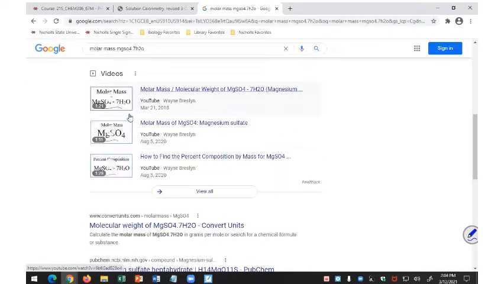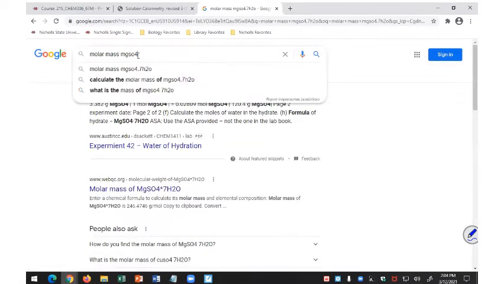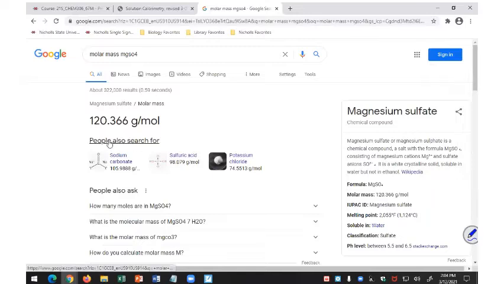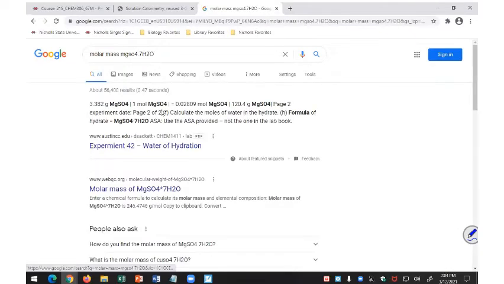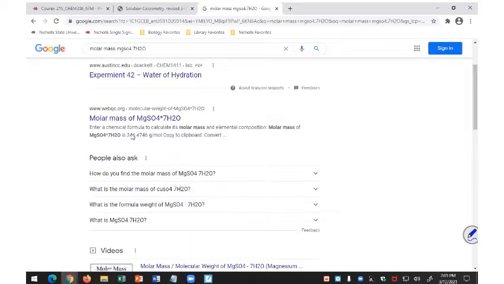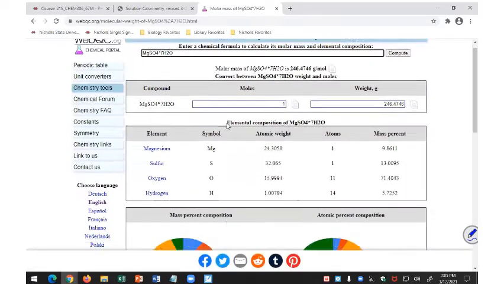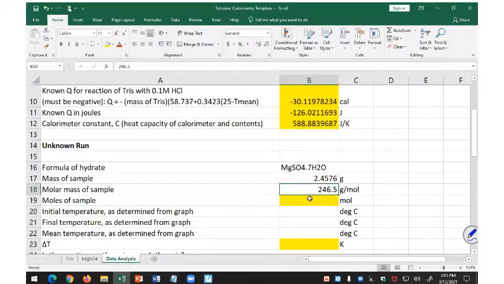If you just look up MgSO4, it pulls up the heptahydrate. That's MgSO4.7H2O. Google usually gives me right away what the molar mass is. Oh, right here, 246.4746. So 246.4746.